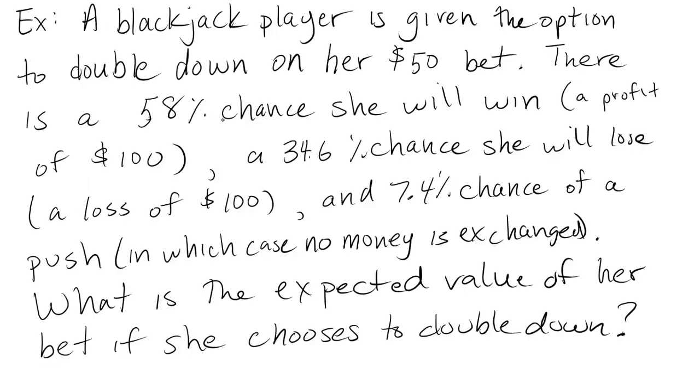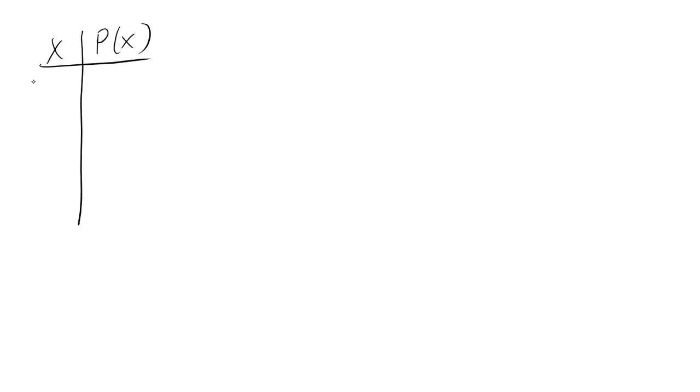It says there's a 58% chance she will win, which is a profit of $100 because she doubled her bet. A profit of $100 would be a positive $100 from the player's perspective. And I'm going to represent that 58% chance by 0.58. You could alternatively use a fraction to represent that. You could use 58 over 100 or 29 over 50. I'm going to use the decimal because that's going to be the easiest way to translate it, in my opinion.